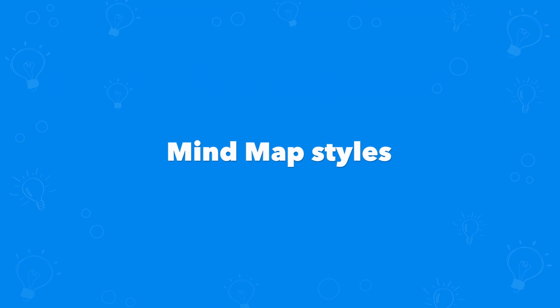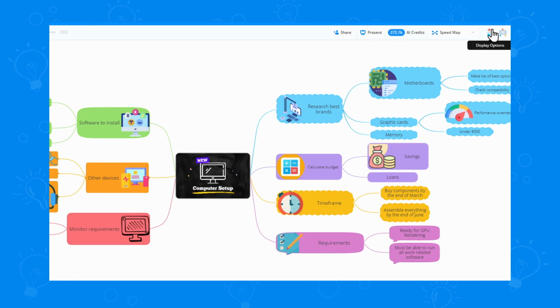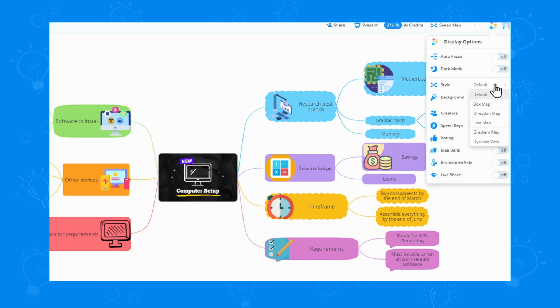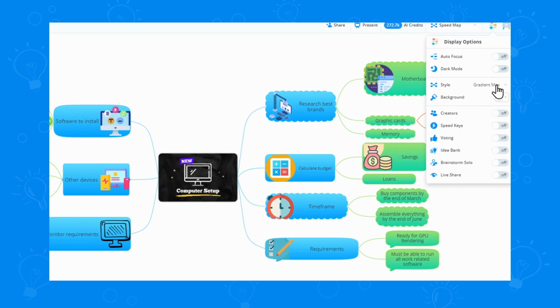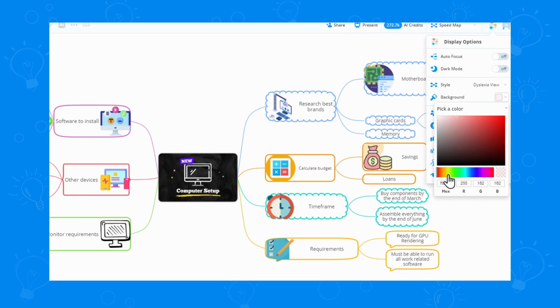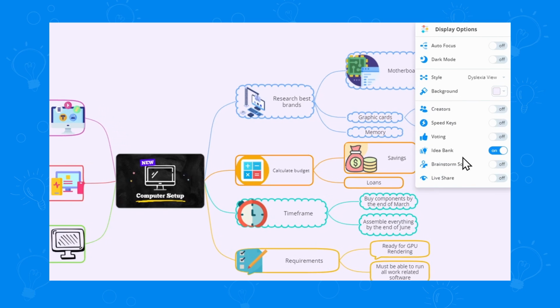Let's take a look at my map styles. I've spent some time customizing my map just to make it look nicer. But in the top right corner, under display options, we'll find the style option. From here, we can choose between different styles. We also have dyslexic view, which changes the background color to a pale tone, and we can select any kind of color we want. Dyslexic view automatically turns on the idea bank.